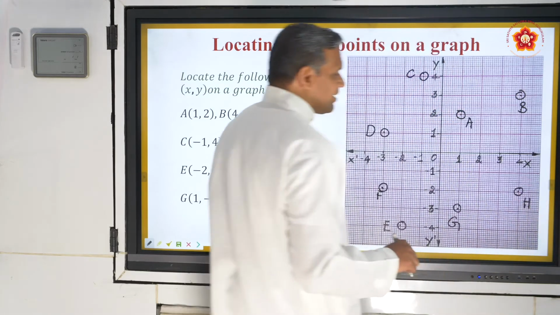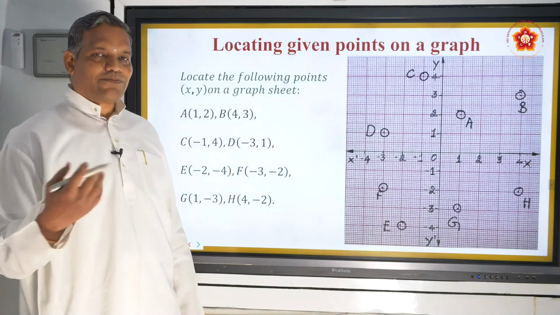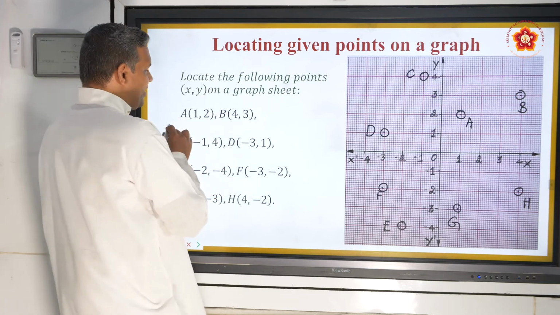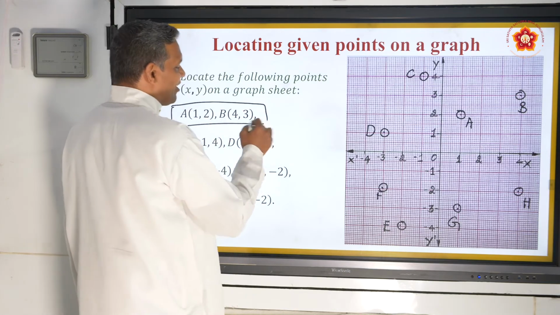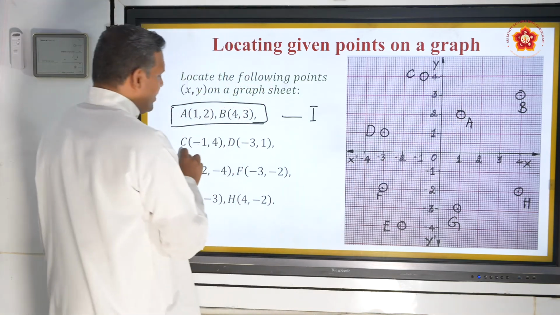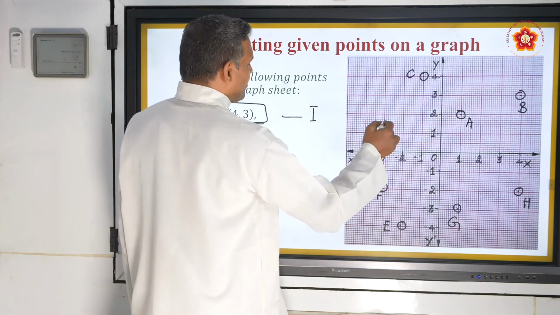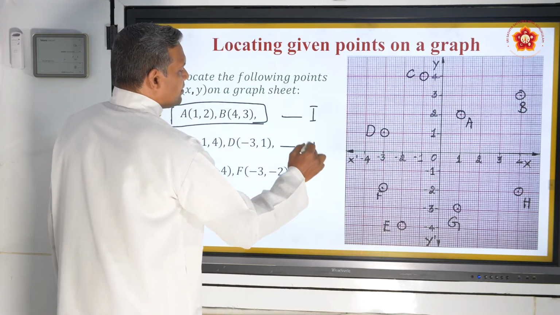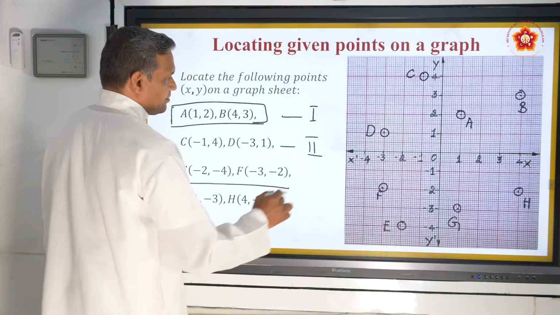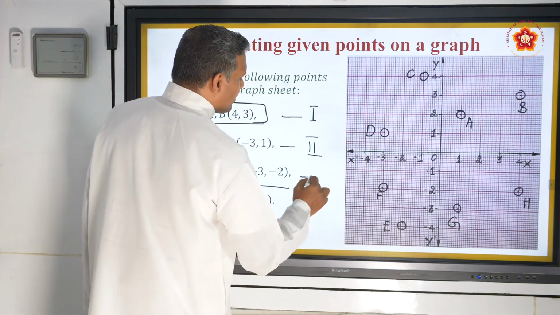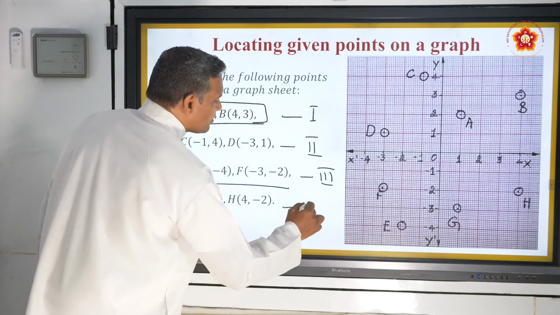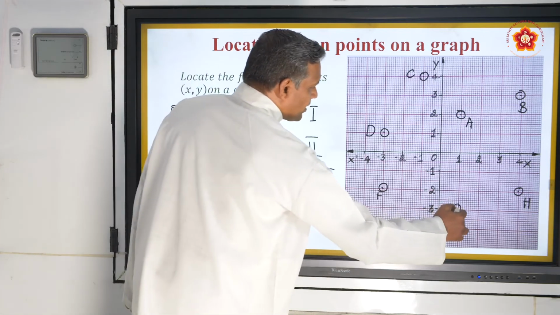I told you initially that after finding these points, you are supposed to identify my logic of giving these points. If you see A and B, both of them are falling in the first quadrant, very good. And then C and D, both of them are falling in which quadrant? Second quadrant. And then E and F, where are they falling? E and F are falling in the third quadrant. And G and H, where are they falling? Fourth quadrant, G and H.